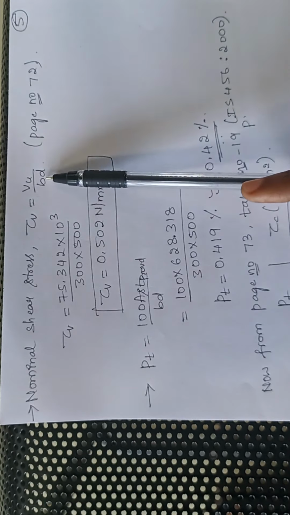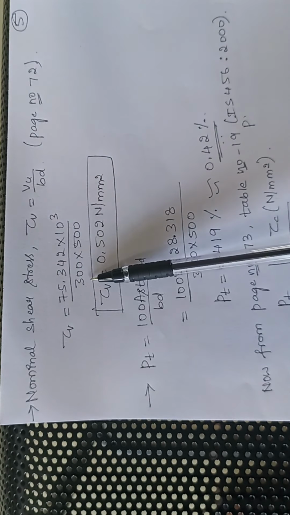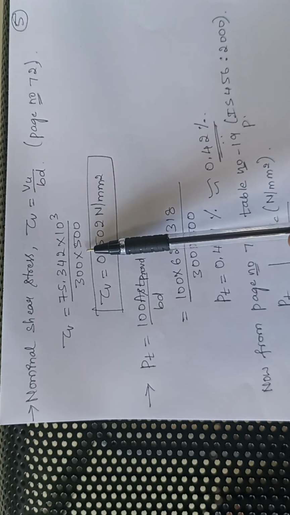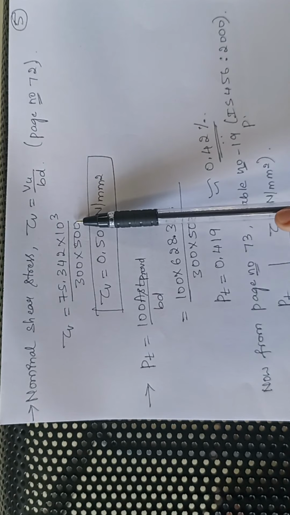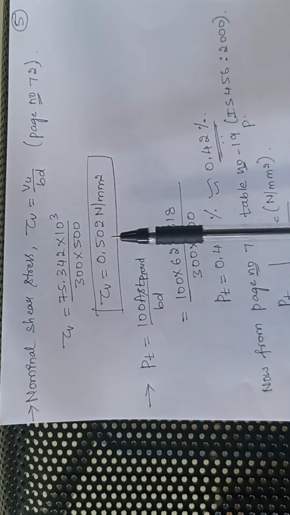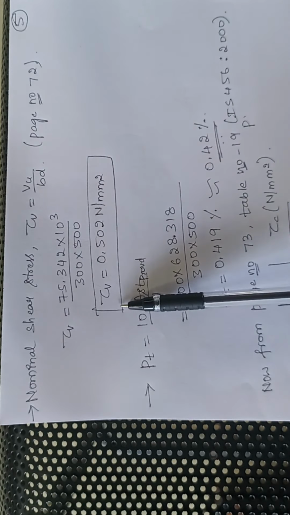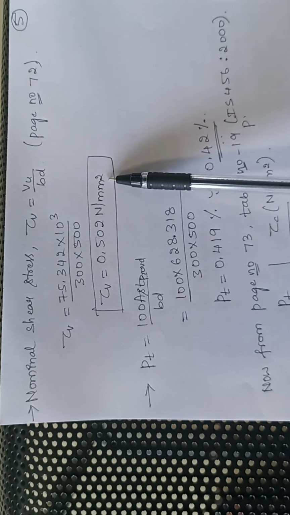So that divided by B. B represents the width of the beam, which is 300, and D represents the effective depth, which is 500. That is the provided depth we had to take. Then once you simplify this, you will get a value of tau V as 0.502, which is in terms of Newton per mm square.